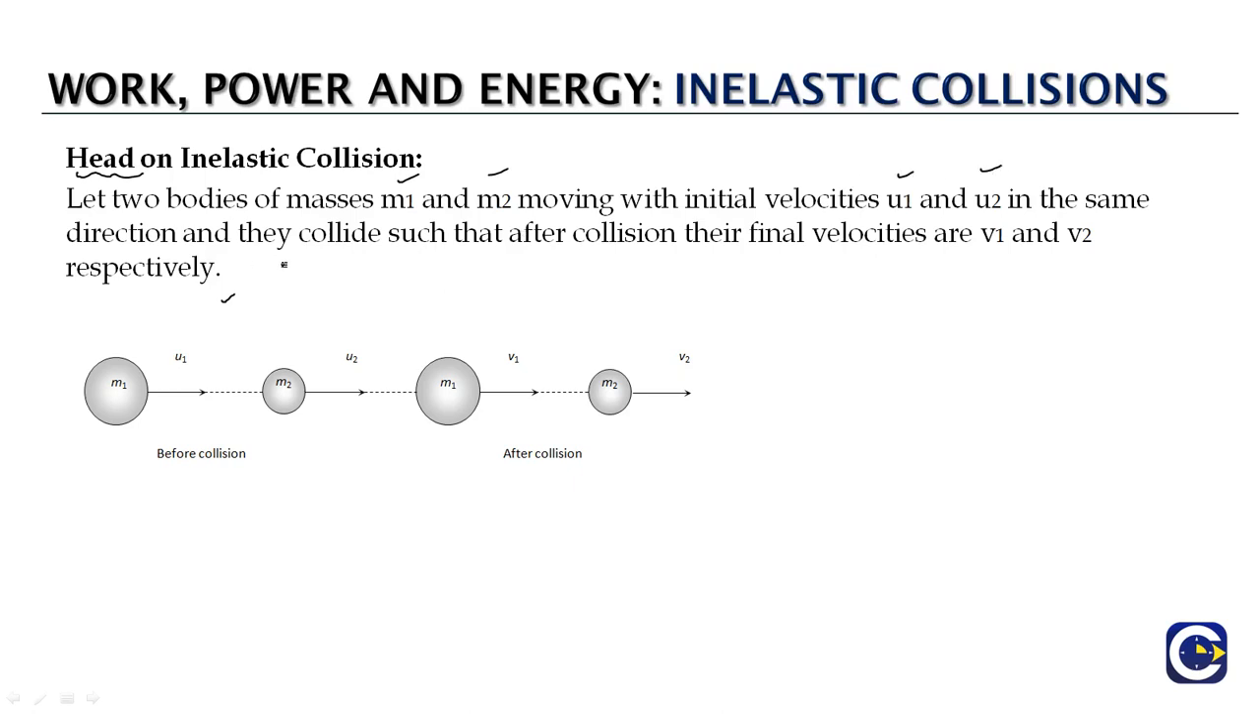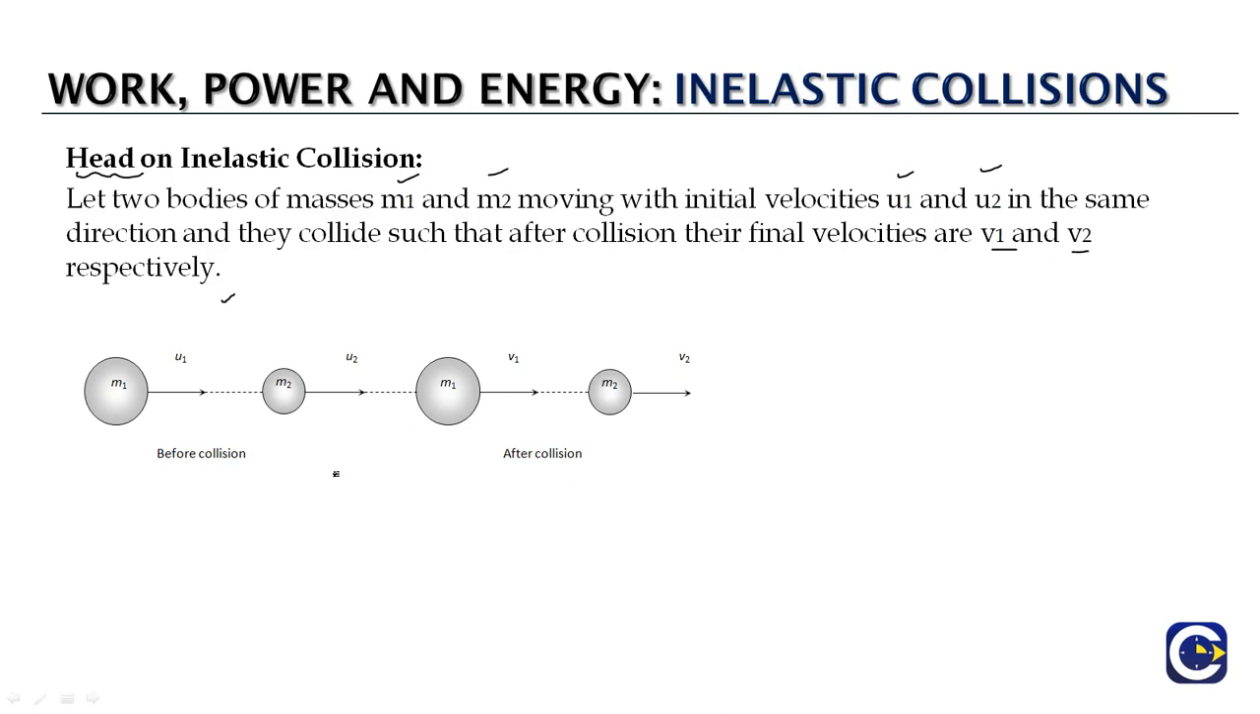Now in all these results, if the velocities are in the opposite direction, we would take the values to be negative, just like the sign convention we follow in motion in one dimension problems. Now these two objects will collide, and after the collision the final velocities are v1, v2.